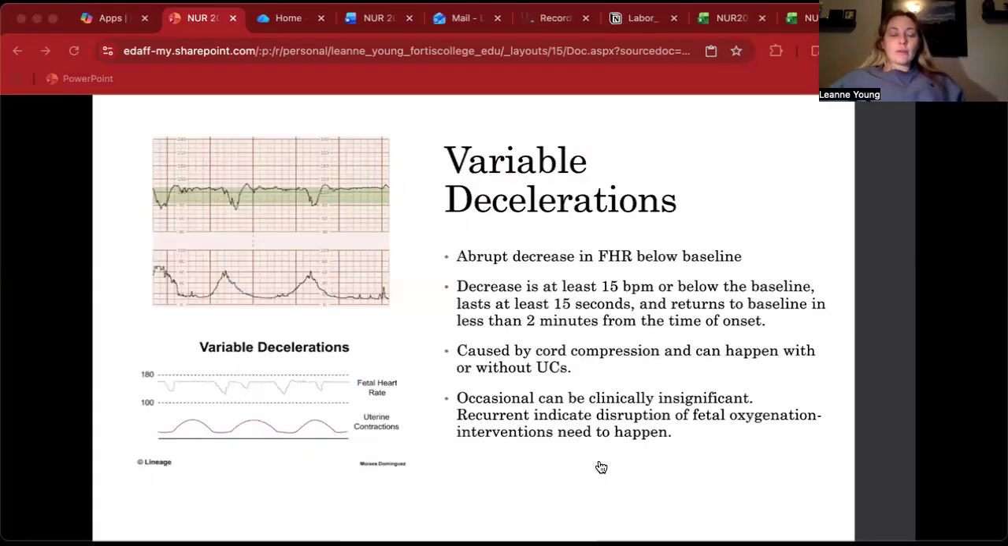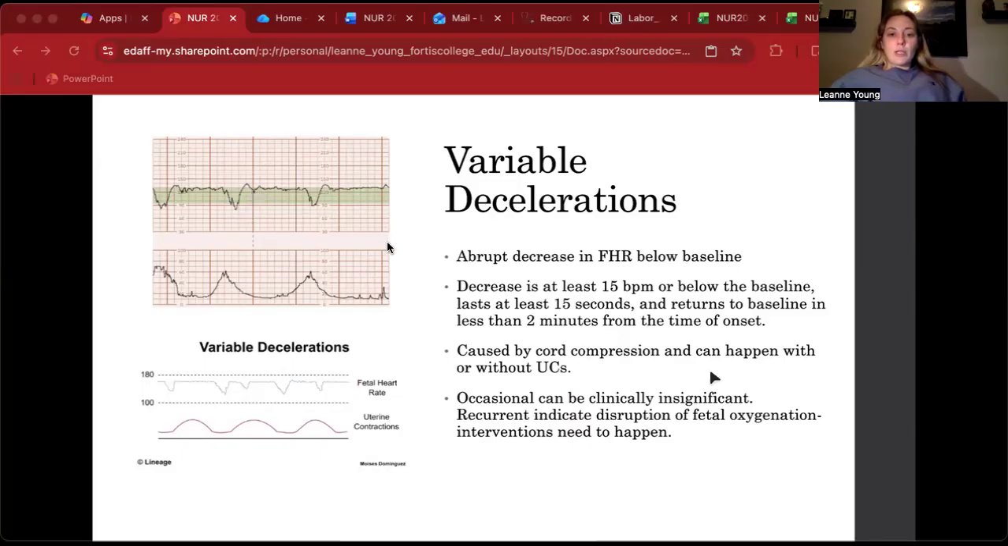Variable decelerations is an abrupt decrease in the fetal heart rate below baseline. The decrease is at least 15 beats per minute below the baseline and lasts at least 15 seconds and then returns to baseline in less than 2 minutes from the time of onset. So they're just these really deep and sharp, they look like V's. That's how I remember variables. Variables look like V's. They're very sharp, sudden drops, okay?